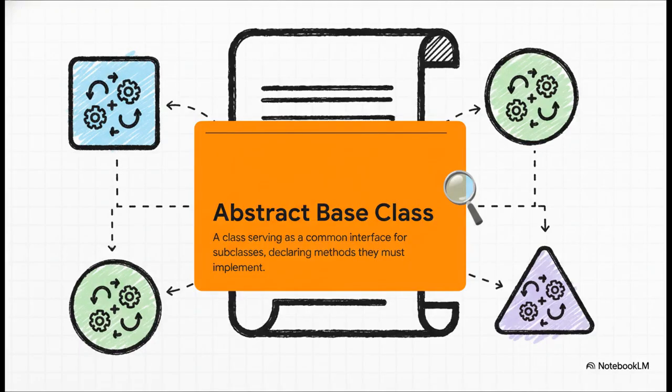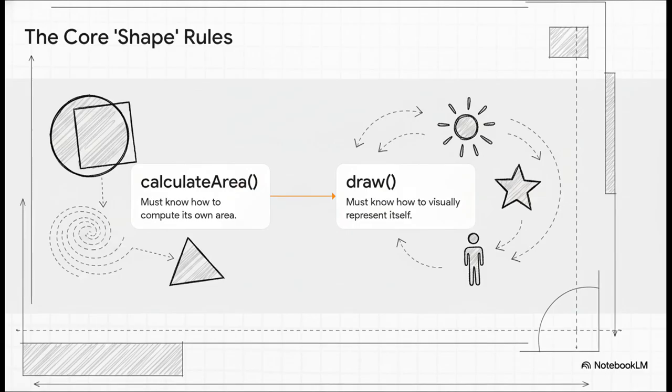And the fancy term for this kind of blueprint is an abstract base class. It's really just a contract. It sets up a common language for a whole family of objects, making sure they all play by the same rules, even if they all look and act differently. So what's in our shape contract? Well, there are two big rules. Rule number one, every single shape has to know how to calculate area. It needs to figure out its own size. Rule number two, every shape must know how to draw itself. The blueprint demands these abilities, but it leaves the nitty-gritty details up to the individual shapes.